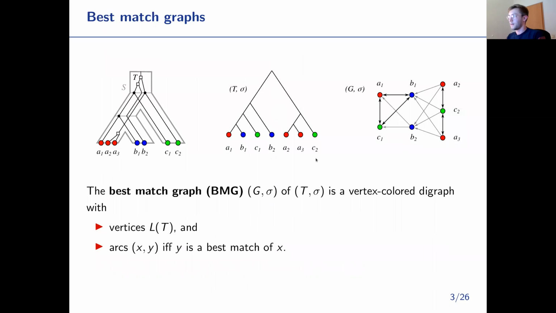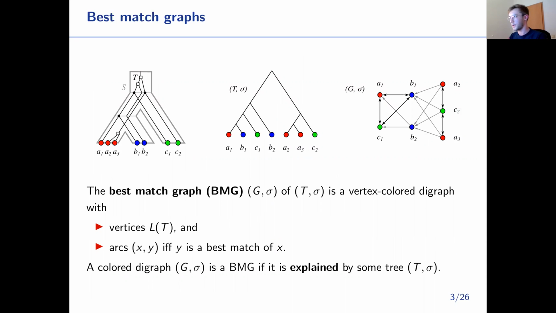So I've basically given you the definition of best match graphs of some specific tree. But if we now look at some arbitrary colored digraph, then this graph is a BMG whenever it can be explained by a tree. So whenever I ask in the following, is a graph a BMG, then I actually ask, is there a tree that explains this graph?